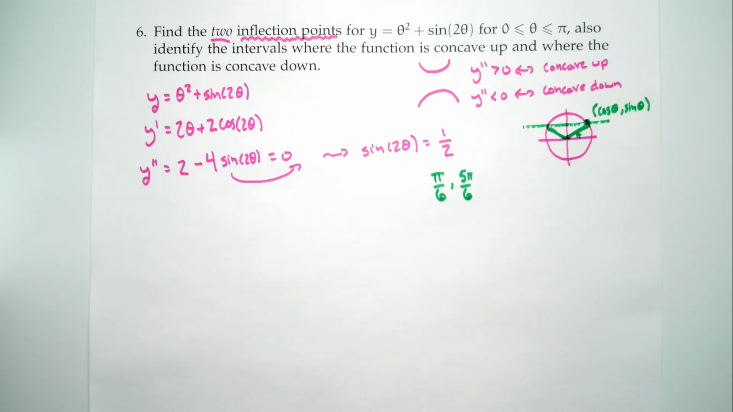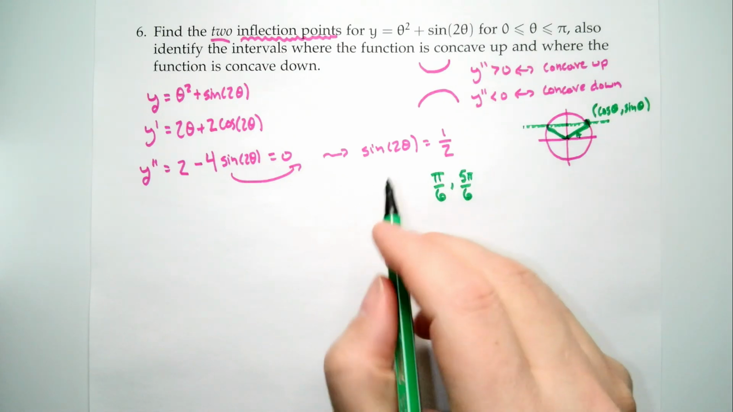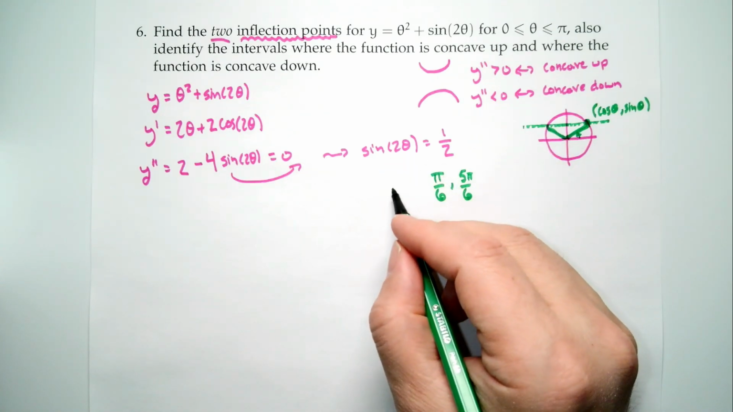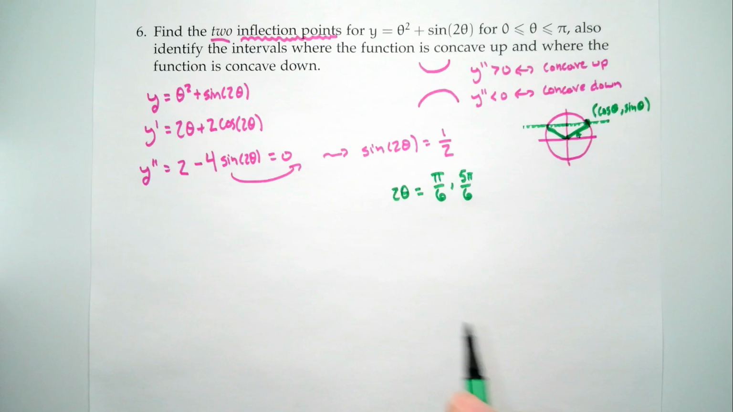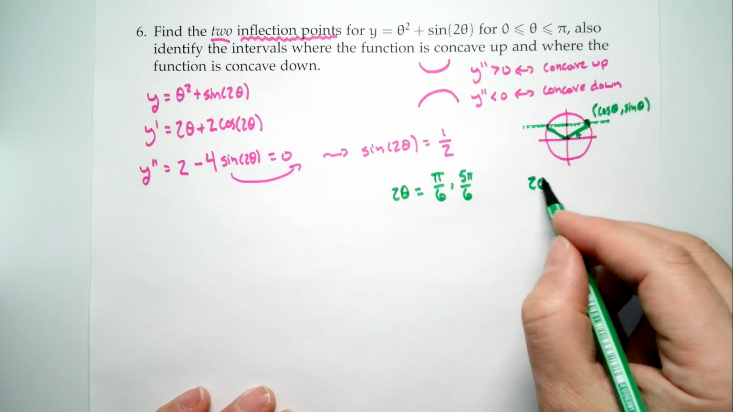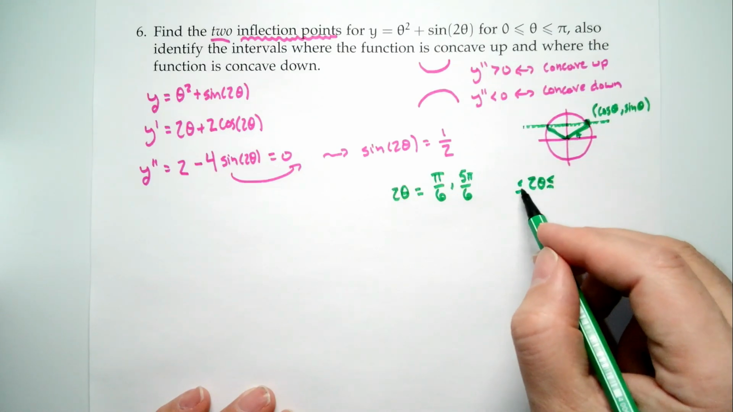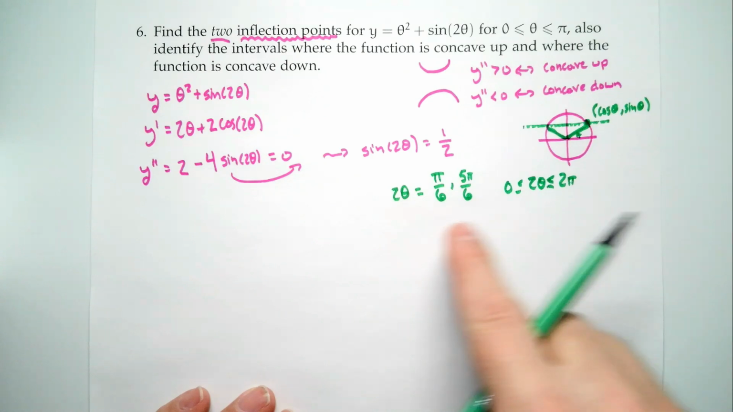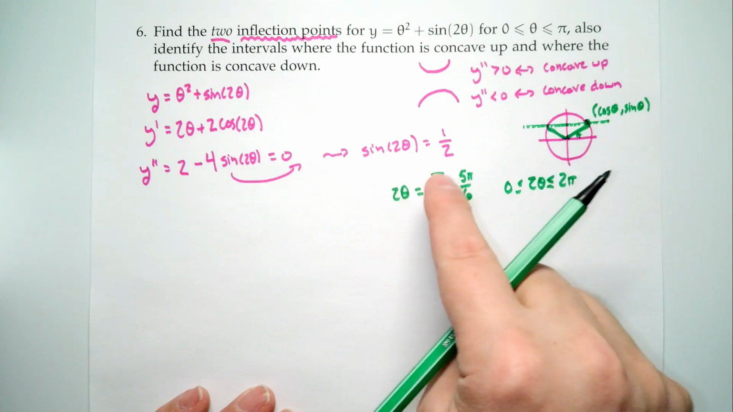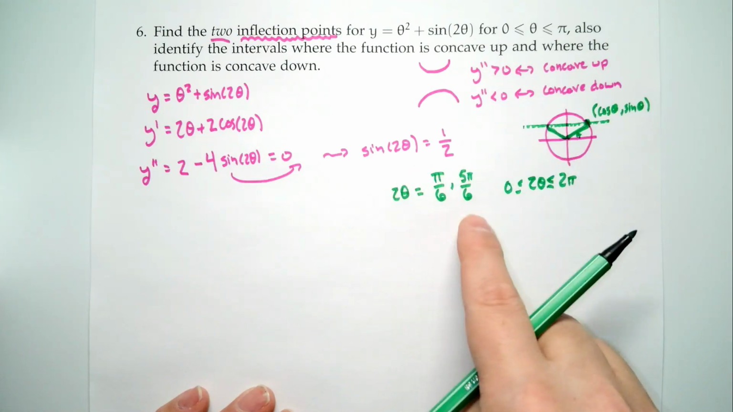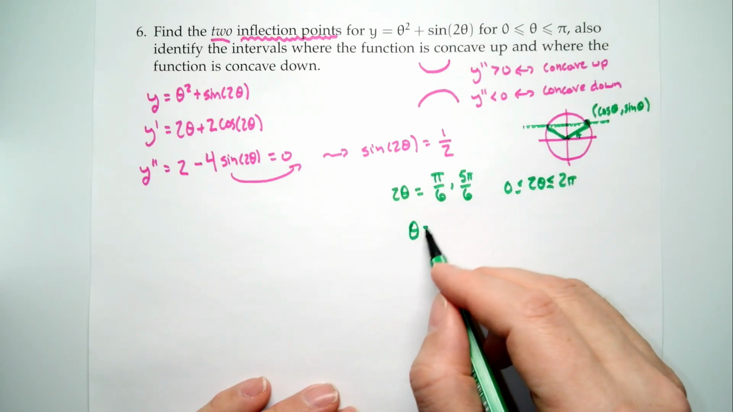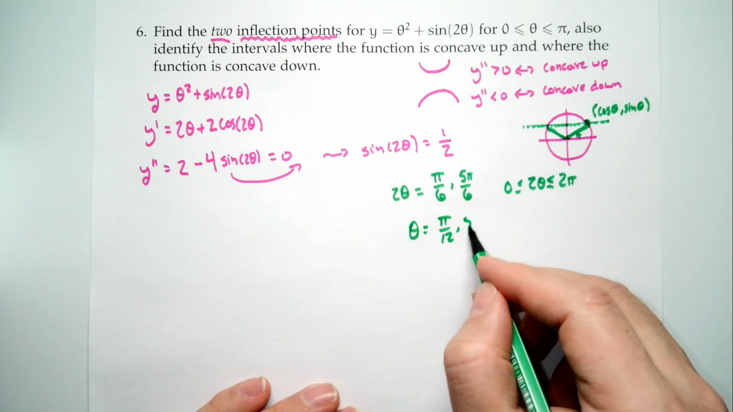But that one's going to be too big. Why? Because remember, this is what's being put into our sine. So that's our 2 theta. If theta went between 0 and pi, then 2 theta should go between 0 and 2 pi. So what we're really looking for is, for what angles between 0 and 2 pi do I get sine of that angle equal to a half? And the answers are pi over 6 and 5 pi over 6. So what's our choice for theta? Well, pi over 12 and 5 pi over 12.